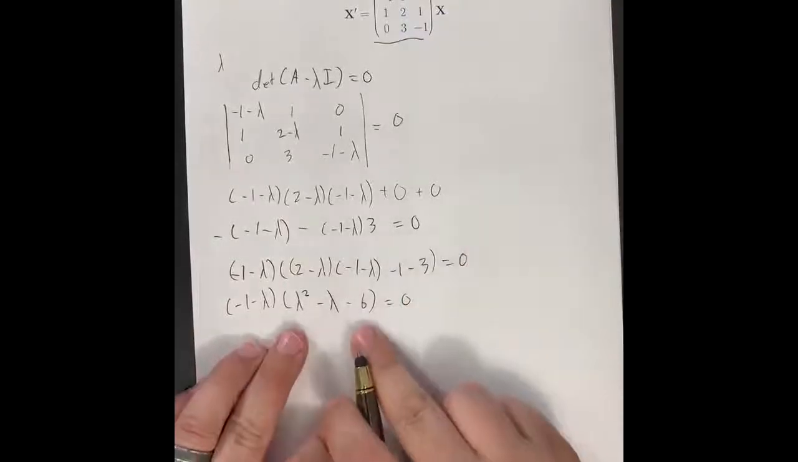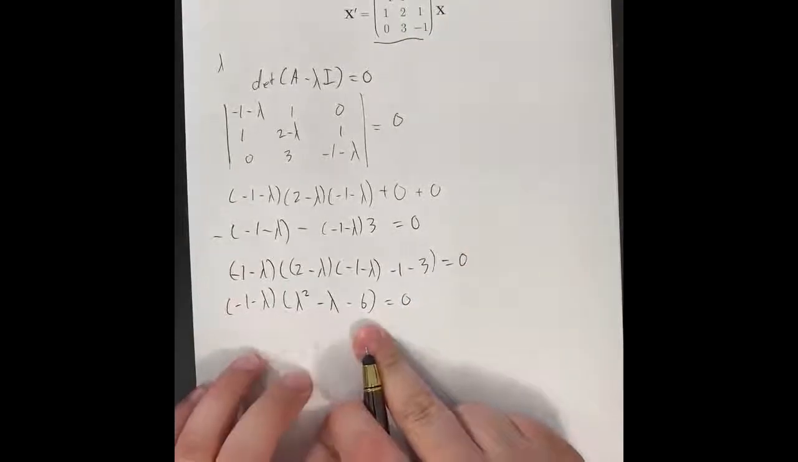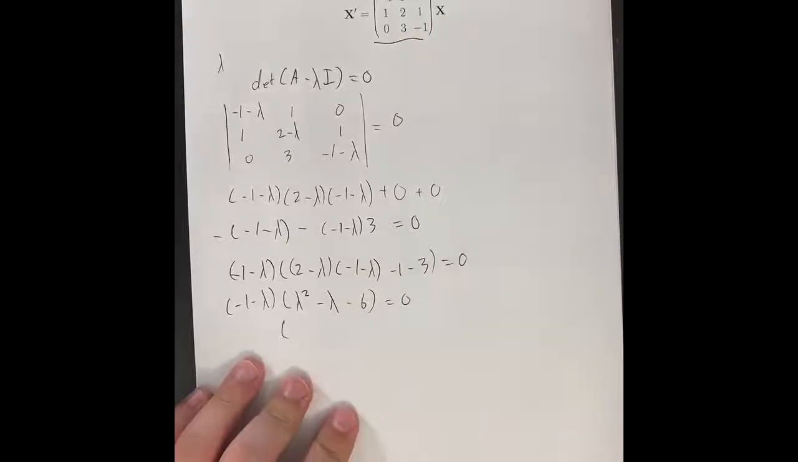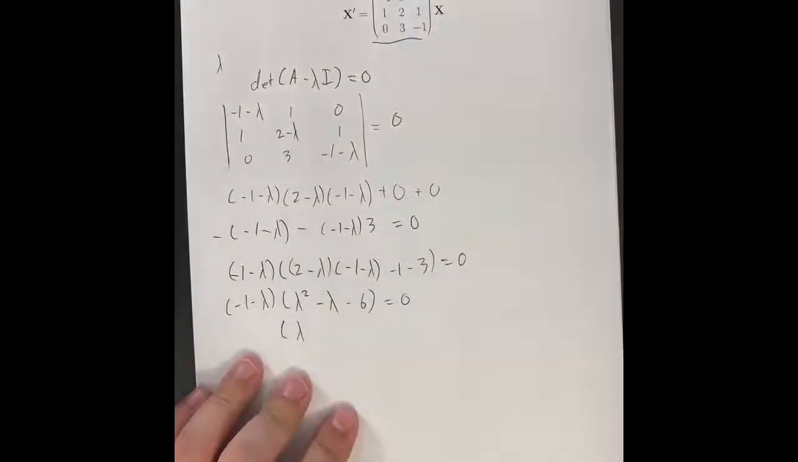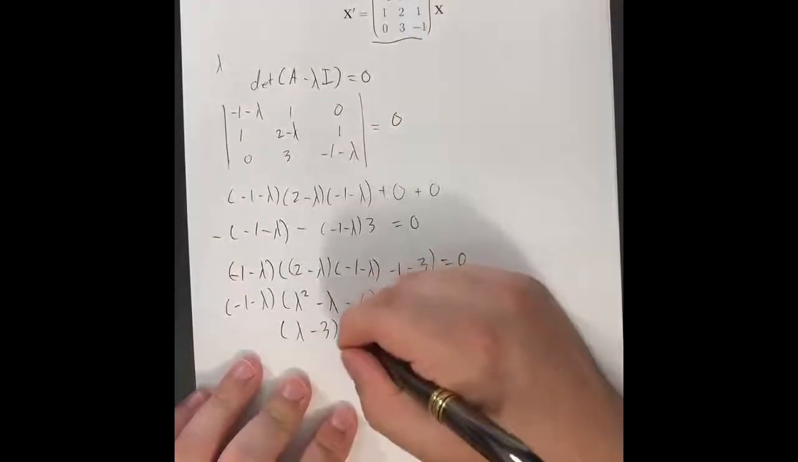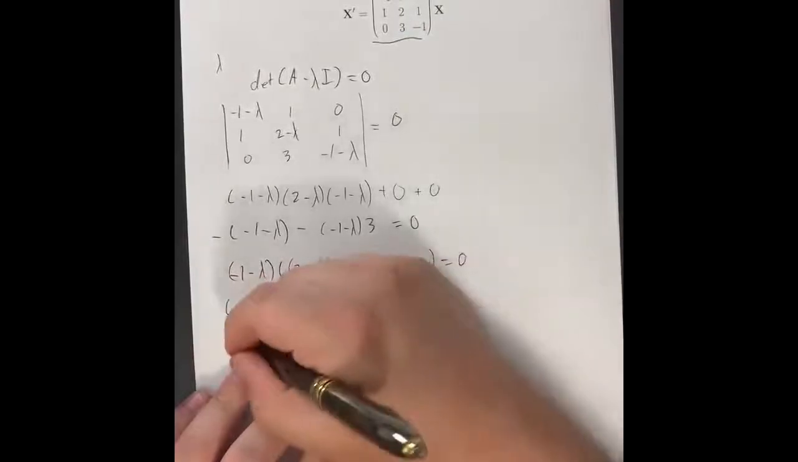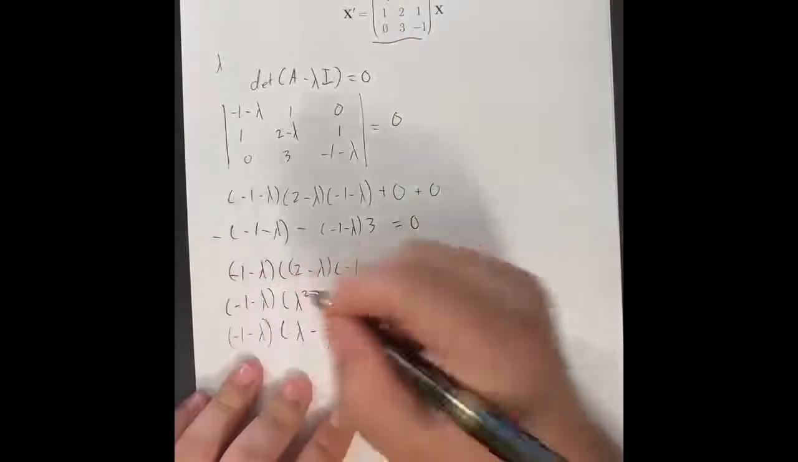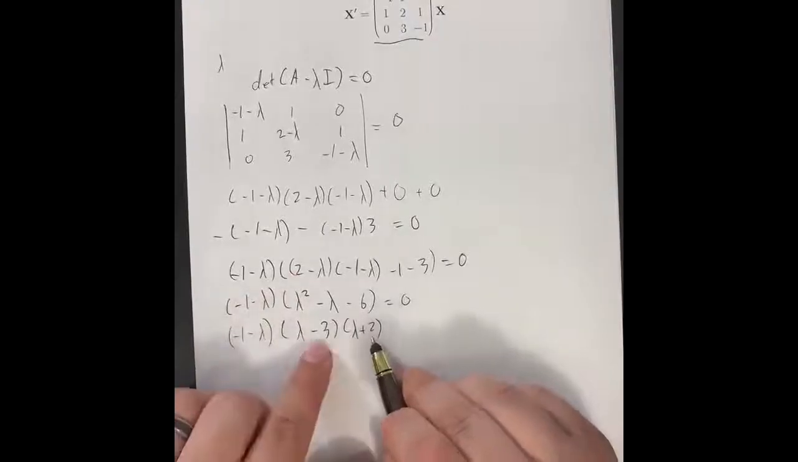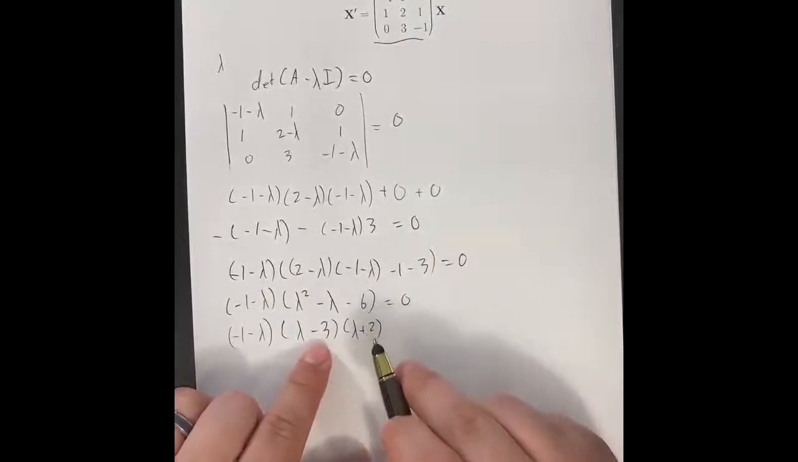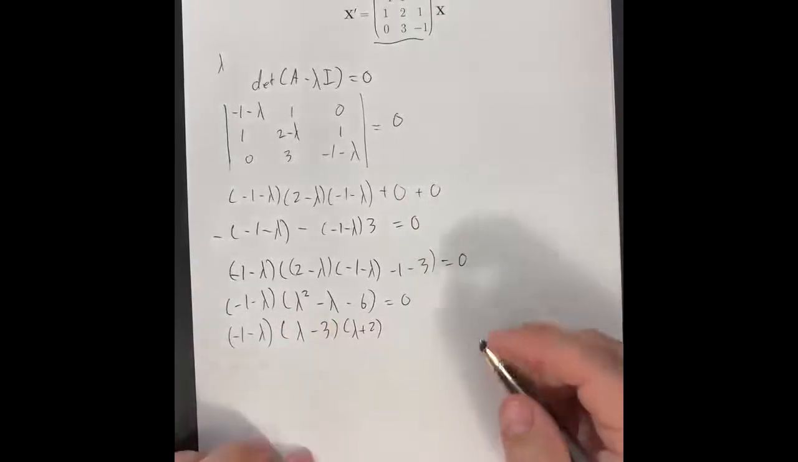All right, so can we factor this parabola here? Yes, we can. It's going to be lambda minus 3, lambda plus 2. Right, so 2 times negative 3 equals negative 6. 2 plus negative 3 is negative 1. So that all works out.